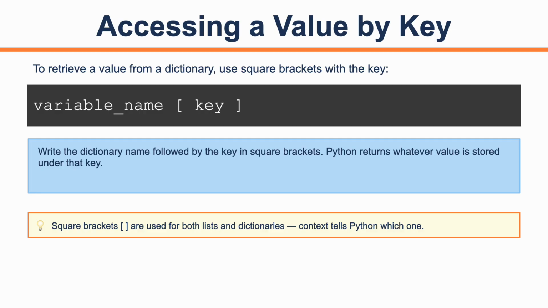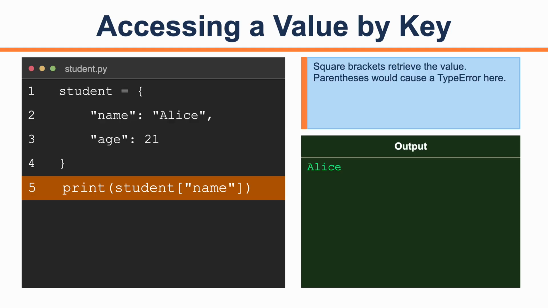To access a value, you write the dictionary name followed by the key you want inside square brackets. This tells Python exactly which value to look up and return. We write the print function and pass in the dictionary access expression. Python sees student with the key name in square brackets, finds the value Alice stored there, and hands it off to print. Square brackets are used, not parentheses. When we run this, Python prints just the word Alice.